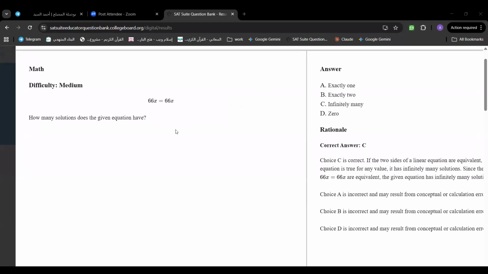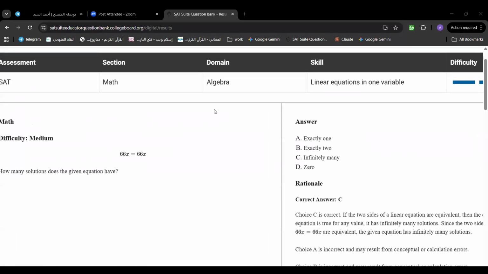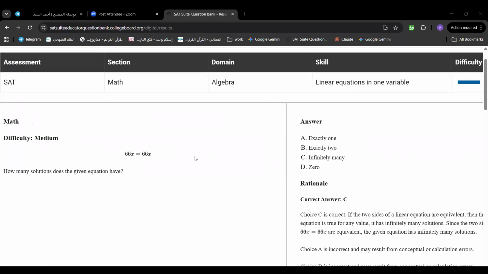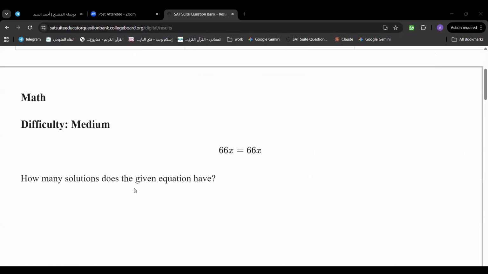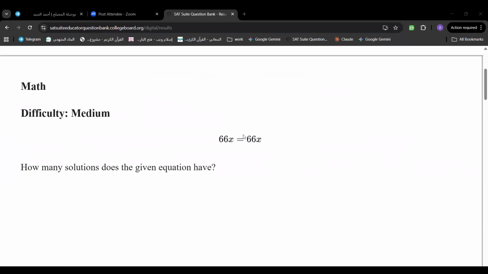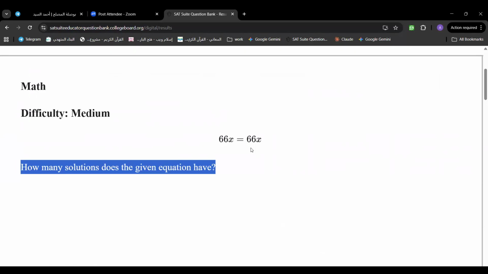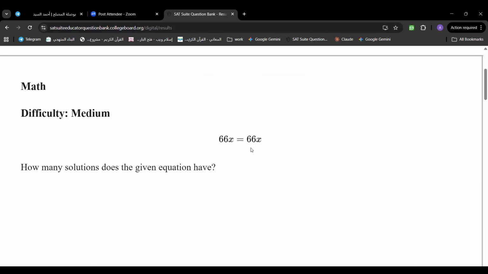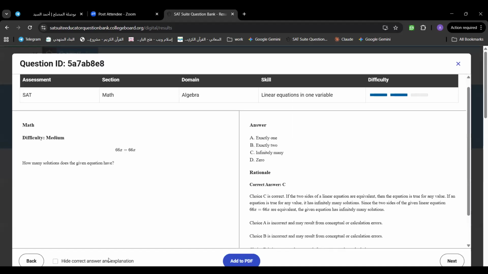Insha'Allah, we'll continue solving the algebra linear equation in one variable scale. Let's continue. Asking about the number of solutions. 66x equals 66x. When we have equal values on both sides, then we have many solutions, like 5 equals 5, 6 equals 6. This means infinitely many solutions. The answer is C.